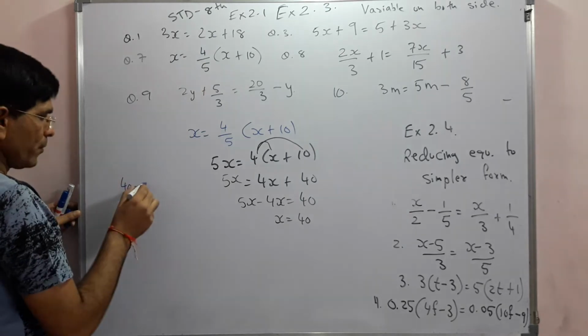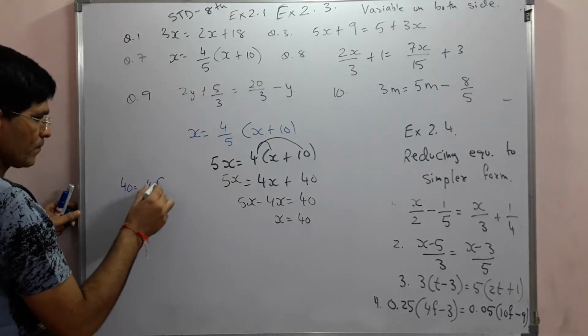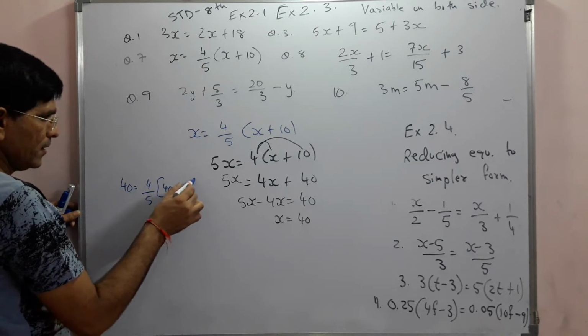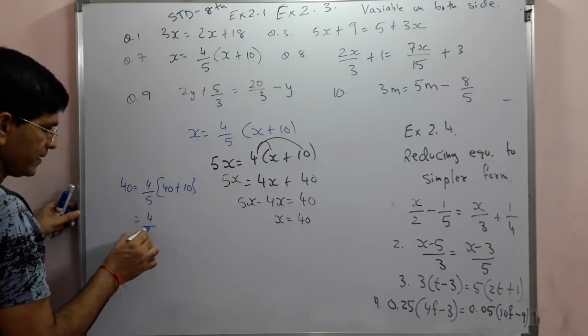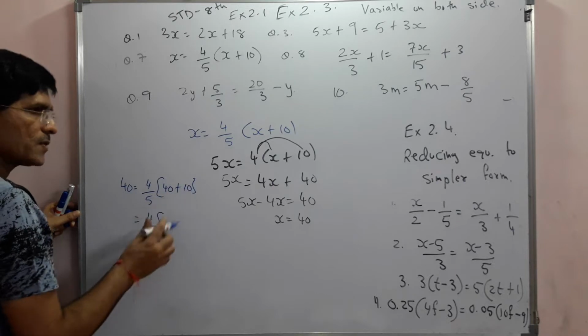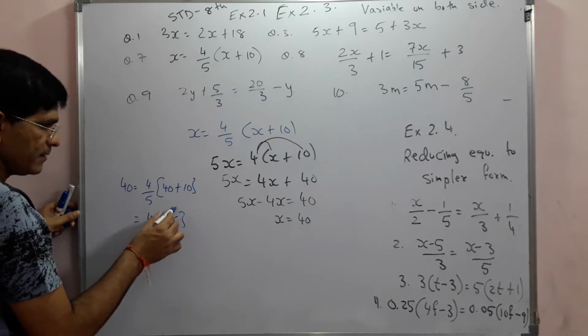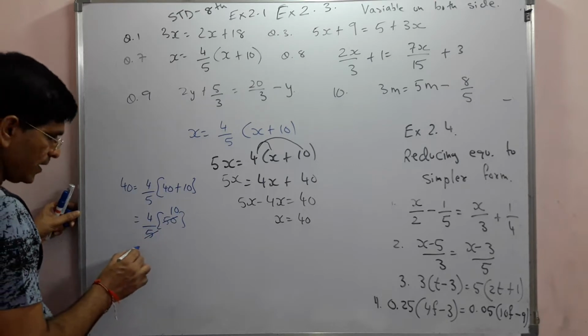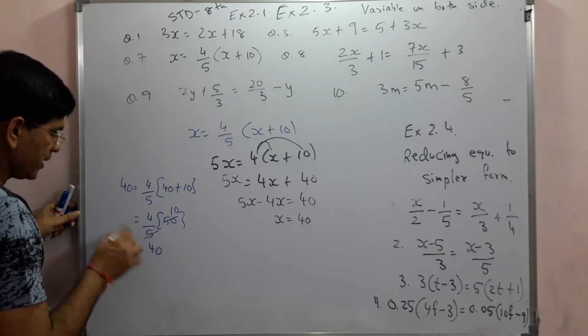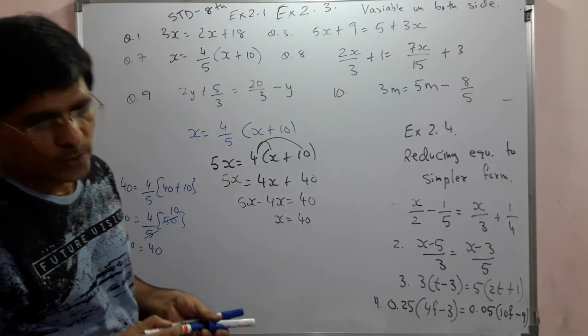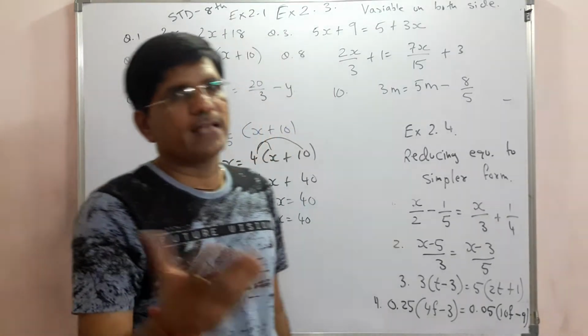Now again 4 upon 5, and 40 here. So if we simplify, 10 plus 40 plus 10, that is 50. If I divide, 5 times 10 are 50. 4 into 10, that is 40. Here also 40, here also 40. So left hand side is equal to right hand side. 40 is there. So our answer is correct.